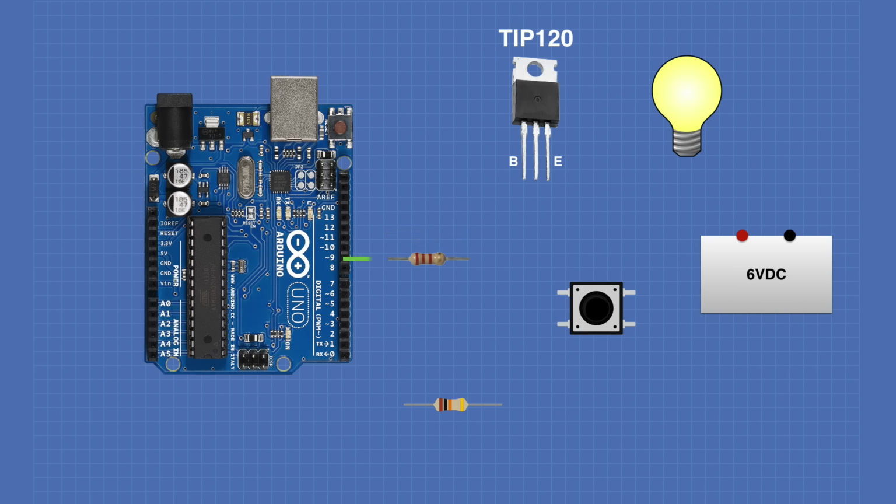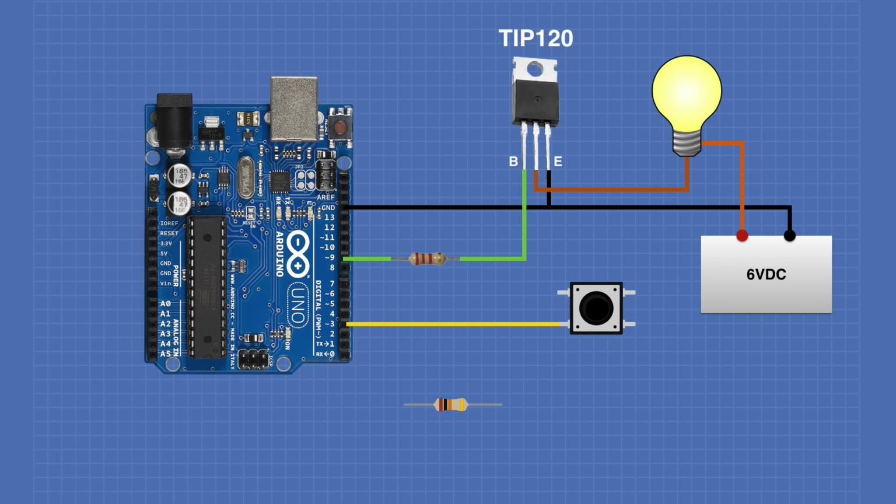I'll start by connecting pin 9 of the Arduino to the base of the TIP120 transistor through the 2.2K resistor. We then connect the Arduino's ground to the emitter of the transistor. We also connect the negative side of the battery to the ground of the Arduino. We connect the positive side of the battery to one side of our resistive load. The other side of our load goes to the collector of the transistor.